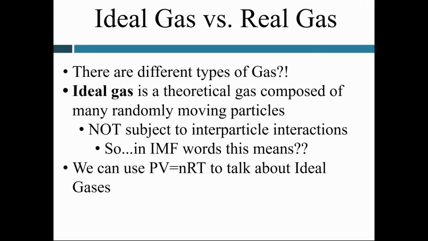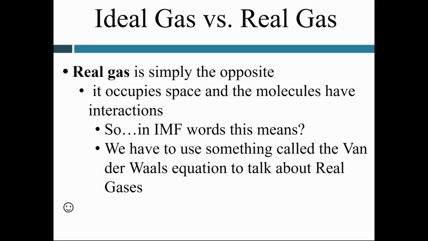We do use PIVNERT, or the ideal gas law, to solve for this. PV equals nRT when we talk about ideal gases. A real gas is simply the opposite. It does occupy space, and the molecules have interactions, so they will have intermolecular forces. We often talk about the intermolecular forces and use the van der Waals equation to talk about real gases. I am not going to cover the van der Waals equation in this unit, so if you want to learn more about that, please seek elsewhere.